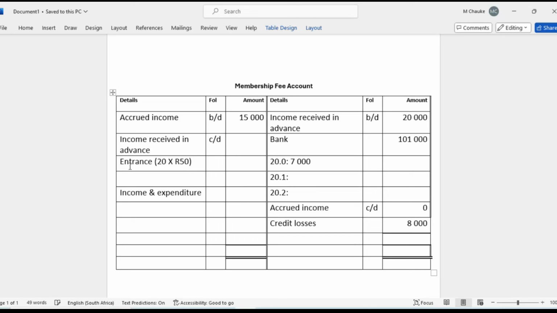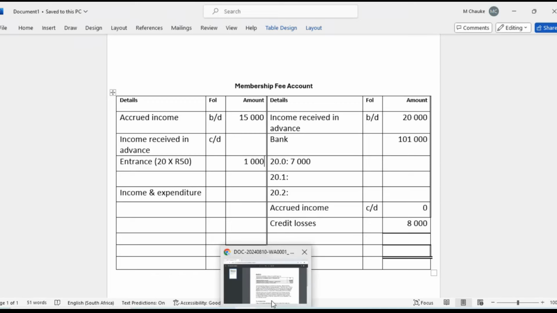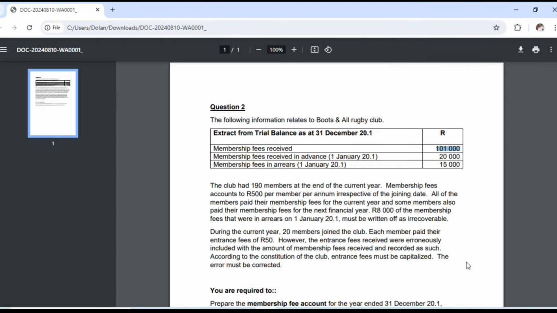And then I'm getting 1,000 rand, right? This is me minusing the 1,000 that was added wrongly in the membership fee that was received. And then I'm correcting that error, because when the question continues, it says the error must be corrected. So we are correcting that error. Are you with me?